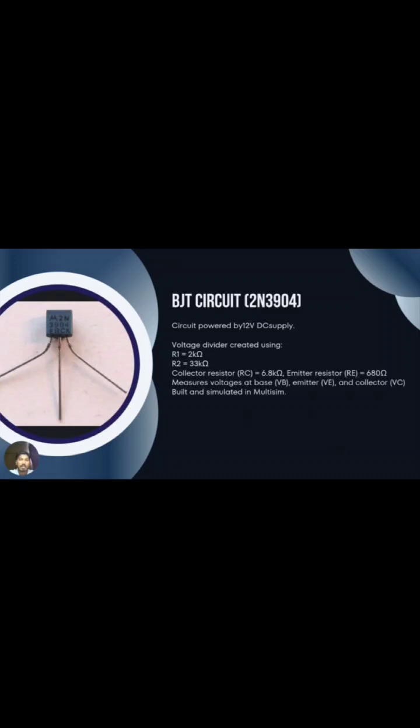Next, let's talk about the BJT circuit 2N3904. This BJT circuit is powered by a 12-volt DC supply and consists of a voltage divider which has two resistors. The first resistor is 2 kilo ohm and the second resistor is 33 kilo ohm. Both of these resistors set the base voltage. Then we also have a collector resistor, RC, which is set to 6.8 kilo ohm. Third, we have an emitter resistor, RE, which is set to 680 ohm. To measure the voltage at base VB, emitter VE, and collector VC, we need to build and simulate the circuit in Multisim.